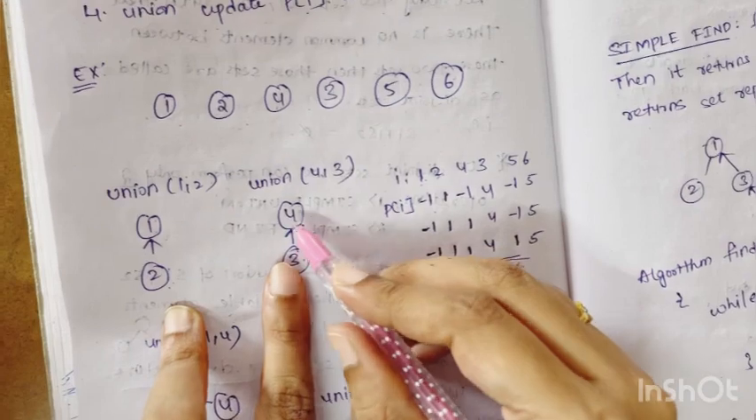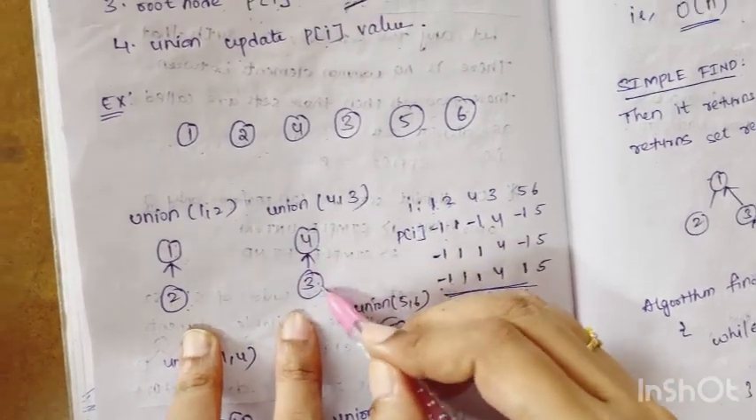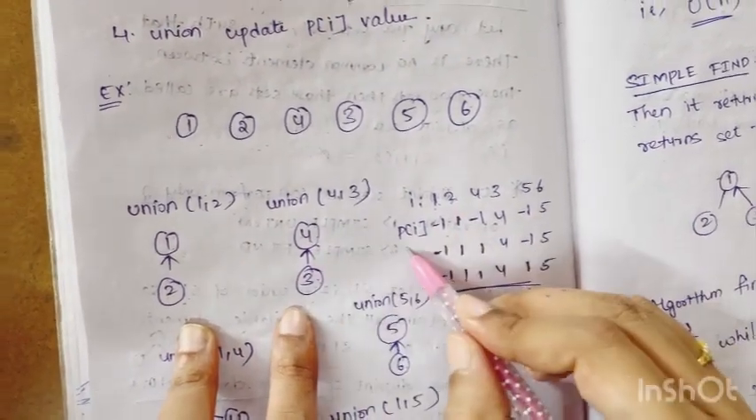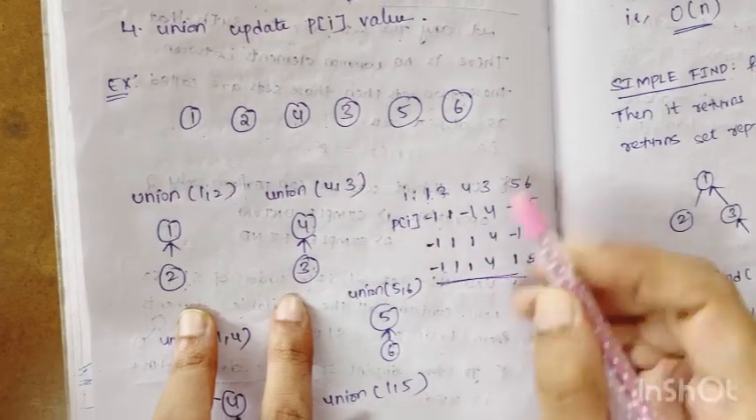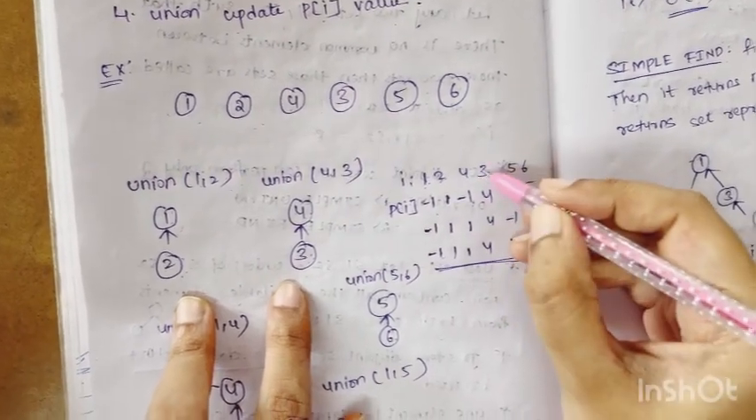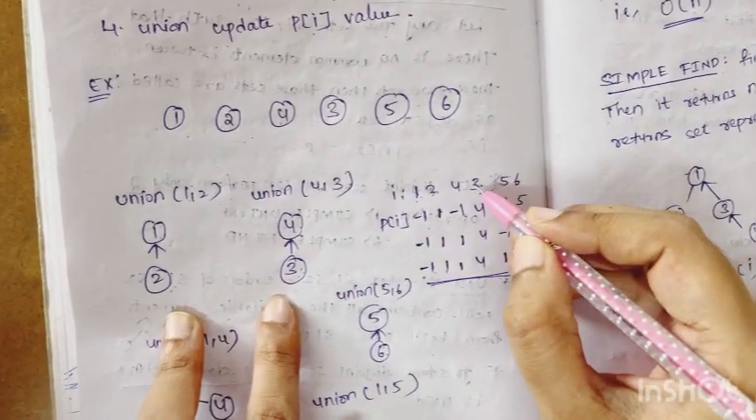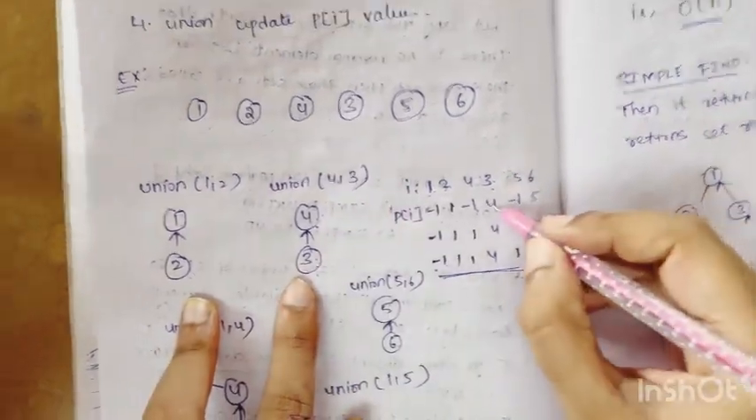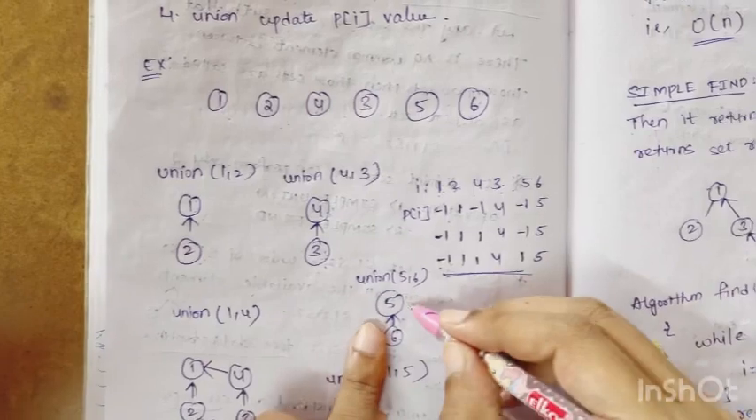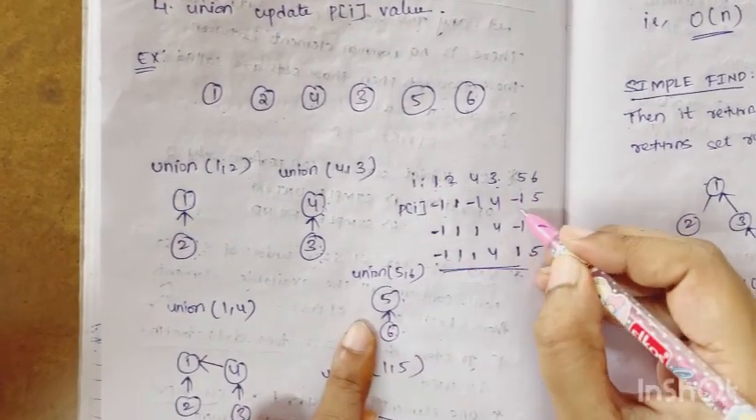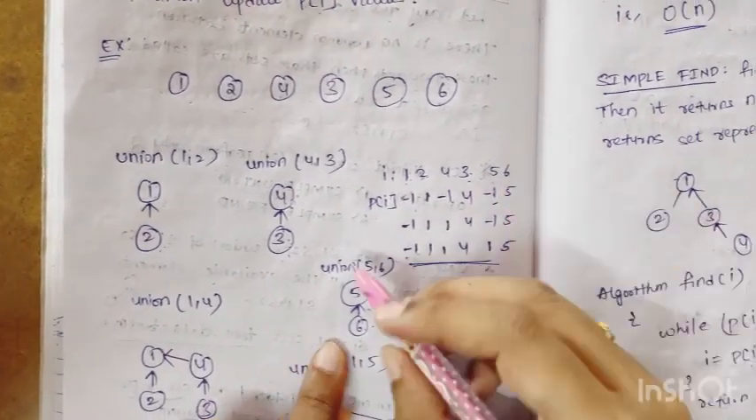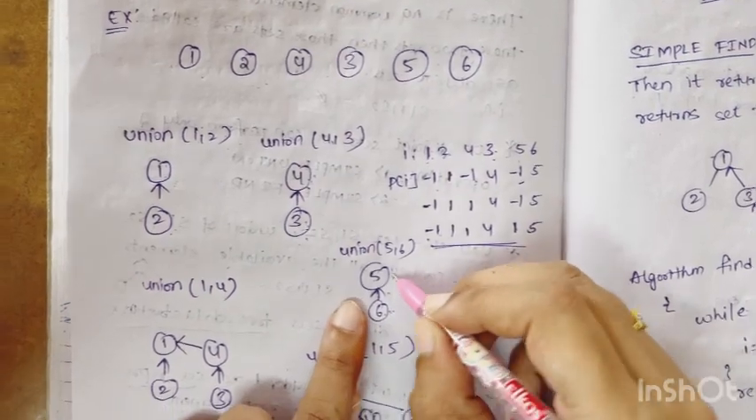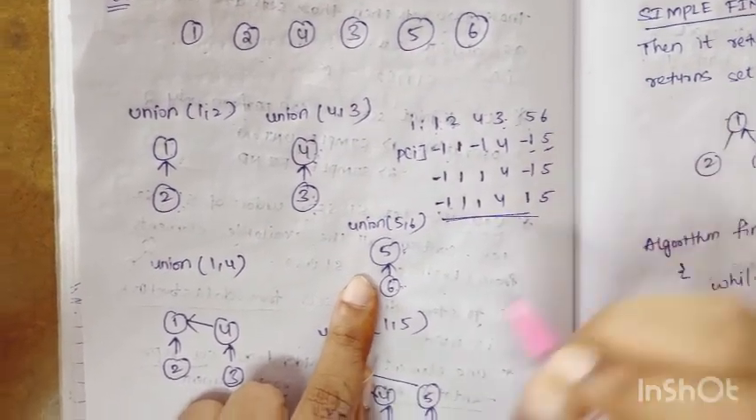Next, in 4 and 3, what is the root node? 4 is the root node, so the parent node value is -1. And what is the parent node value of 3? The parent of 3 is 4, so we have to write 4 here. And in 5 and 6, 5 is the root node, that's why we have written -1. And 6 is a child node of 5, so its parent value is 5.